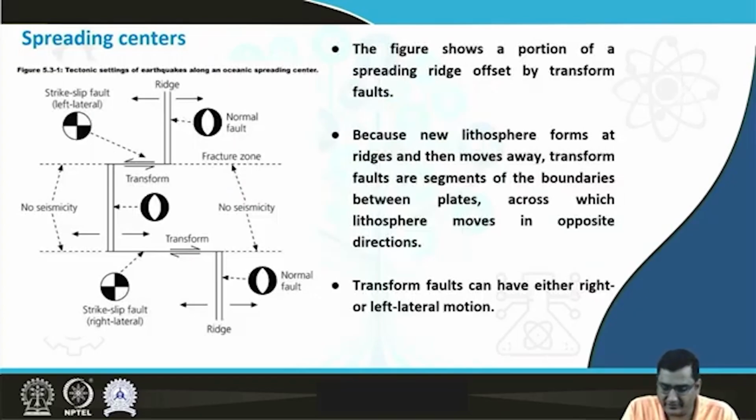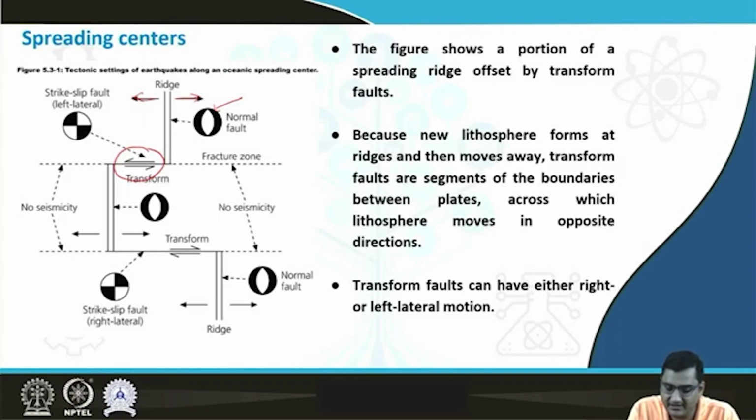Now let's talk about the spreading center a little bit. Here in this picture you can see the portion of a spreading ridge offset by a transform fault. You can see there is the ridge here, and here the plates are moving in this direction, and those are being represented by these beach ball diagrams. Those are basically the normal faulting.